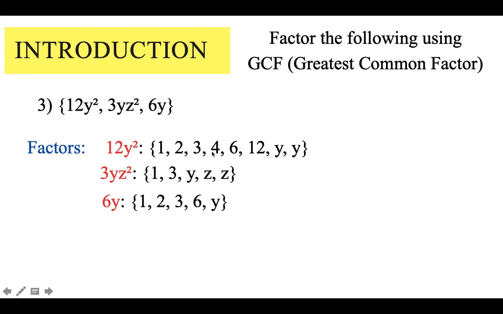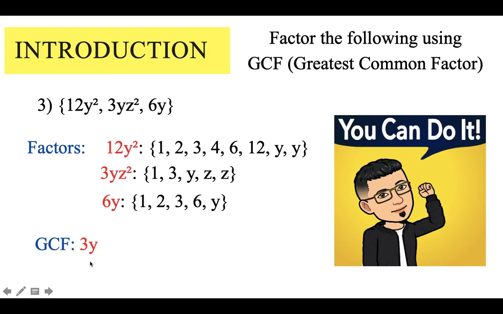Now, let's start with the numbers. The greatest common factor for the numbers is 3 in this case. So we can write down 3. Then the common factor for the variables is only y. Therefore, the GCF is 3y.